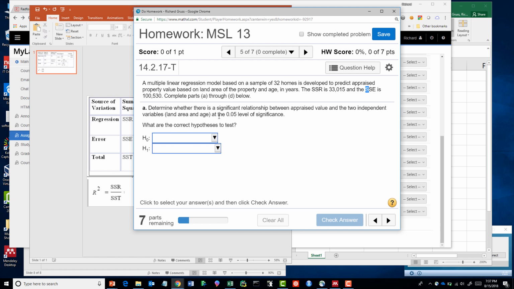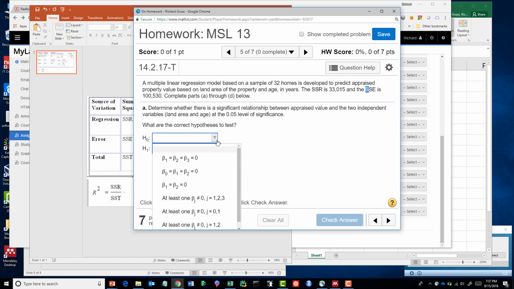Okay, so part A says determine whether there is a significant relationship between appraised value and the two independent variables, land area and age, at the 0.05 level of significance. So that's kind of like the whole question, but we just need to go through it piece by piece. We always start off with the hypotheses. So what are the correct hypotheses to test?